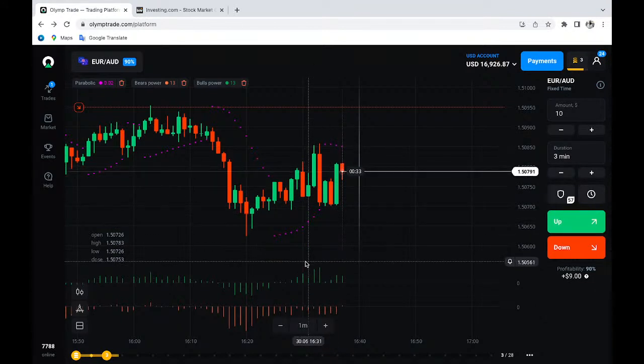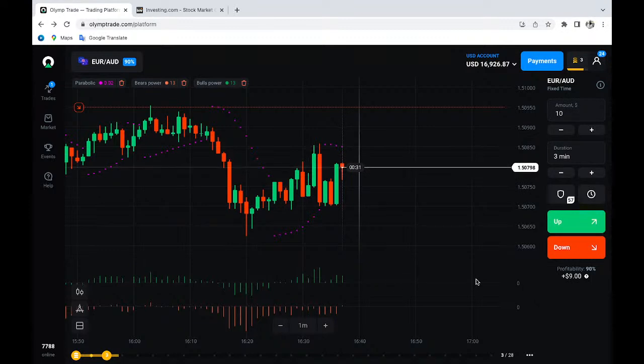And bull power and bear power are based on the zero level. Bull power gives us a signal for the upside, so that's why we need this above the zero. Whenever bull power is above the zero, it means the uptrend is strong. Whenever the bear power is below the zero, it means the downtrend is strong. So we will open trades according to this strategy.